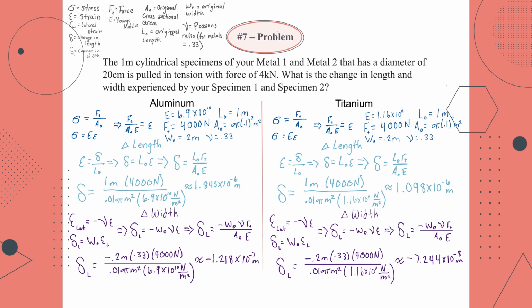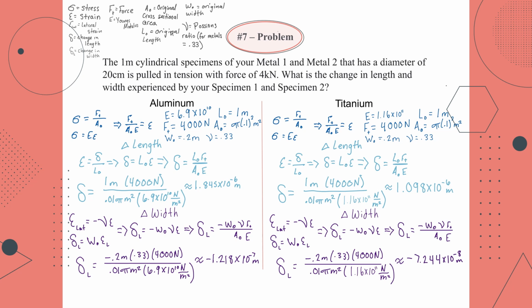Before we solve it, let's go over some key symbols and variables which we can find in the top left corner of our slide. Sigma represents stress, epsilon represents strain, delta represents change in length, F sub t represents force, E is Young's modulus, A sub 0 is the original cross-sectional area, L sub 0 is the original length, W sub 0 is the original width, and nu is Poisson's ratio, which is a constant for the material, often assumed to be 0.33 for metals like aluminum and titanium.